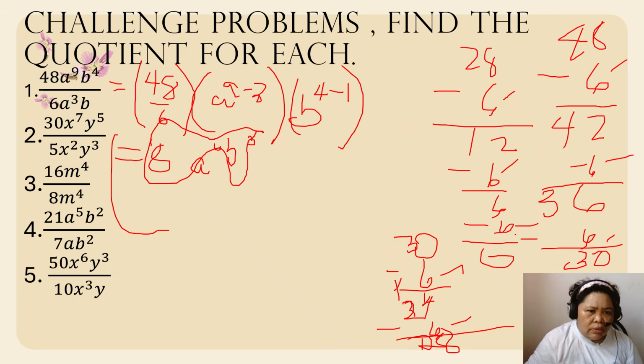For number 2, 30 divided by 5 is 6. Then x to the 5, because 7 minus 2 is 5. And then y, 5 minus 3 is 2.